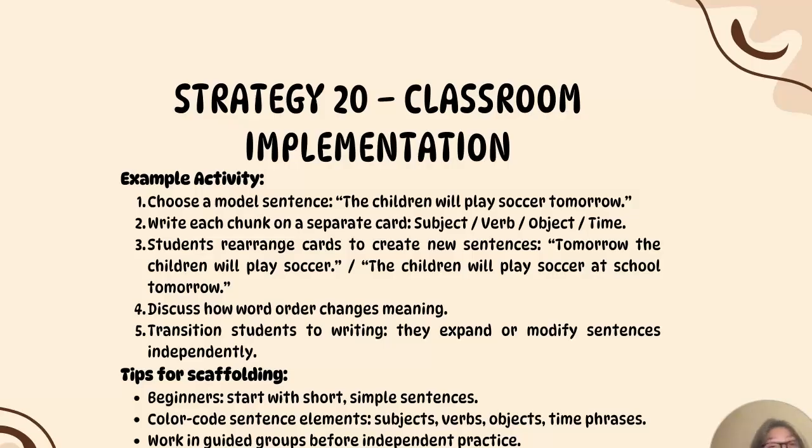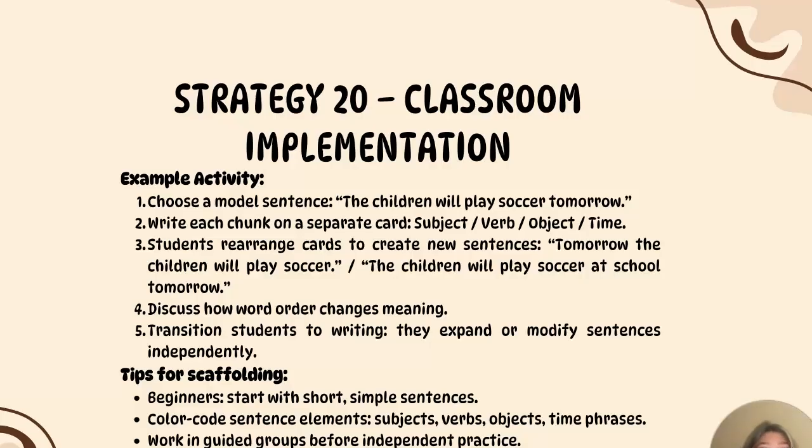For a classroom implementation activity, you can choose a model sentence. For example, the children will play soccer tomorrow, and you're going to write each chunk on a separate card: subject, verb, object, time. Then students will rearrange cards to create new sentences. For example, tomorrow the children will play soccer, or the children will play soccer at school tomorrow. You're going to discuss how a word changes meaning, and you're going to transition students to writing. They'll expand or modify sentences independently.